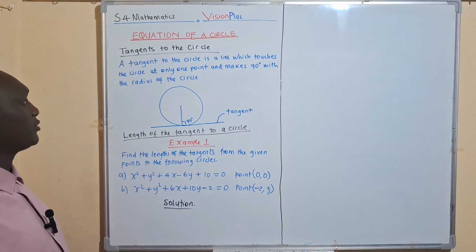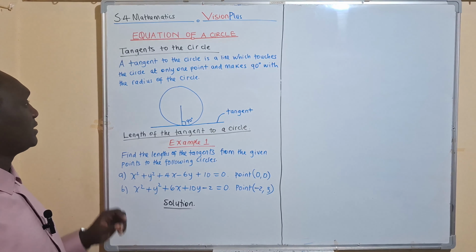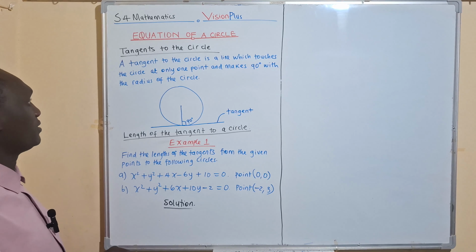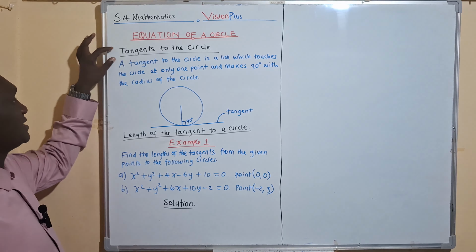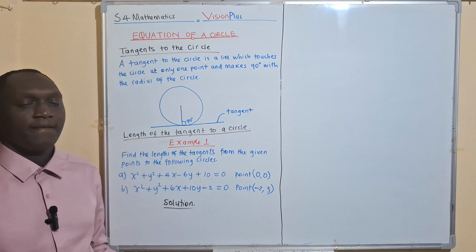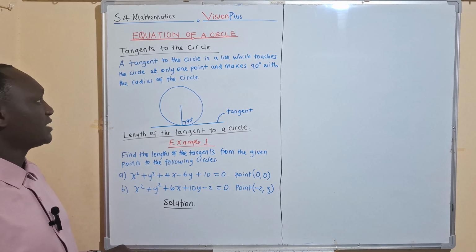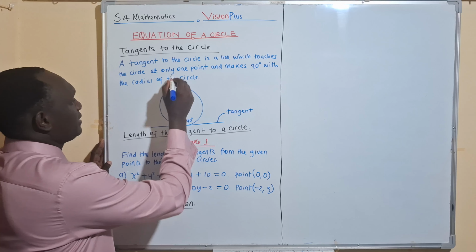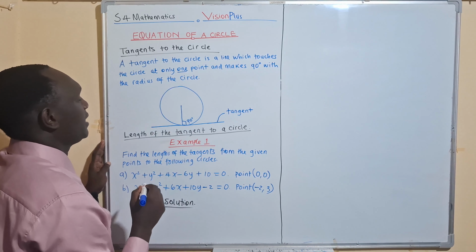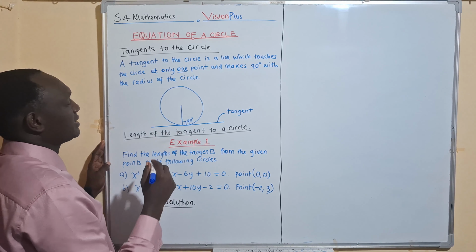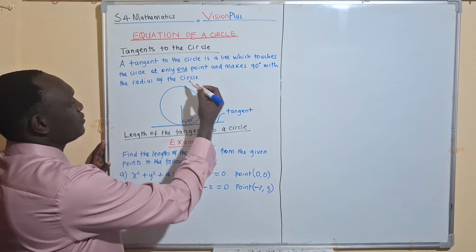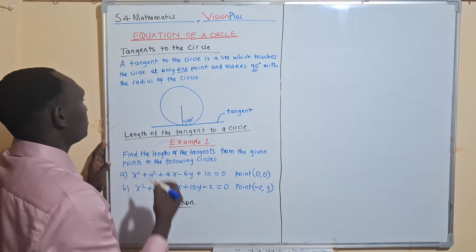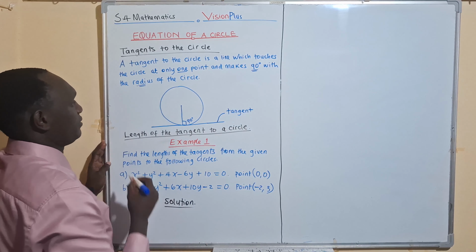We are looking at equation of a circle, and there is a very important concept which is related to a circle. That's why we are looking at tangents to the circle. A tangent to a circle is a line which touches the circle at only one point. And for that line to be a tangent, it must make an angle of 90 degrees with the radius of the circle.